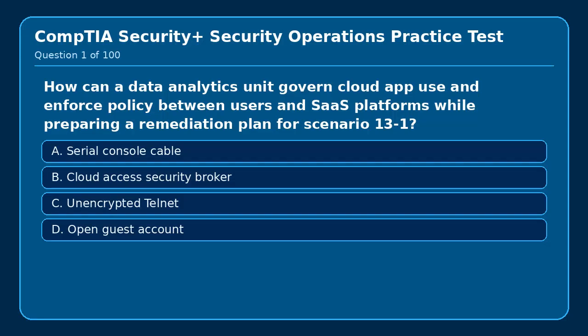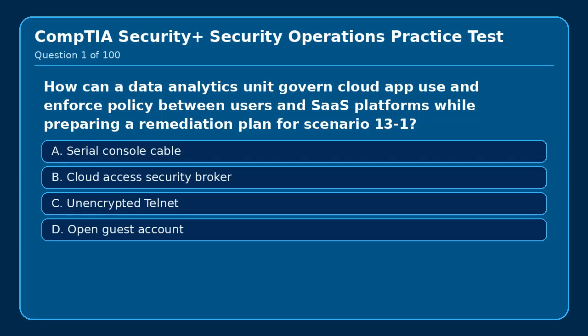Question 1. How can a data analytics unit govern cloud app use and enforce policy between users and SaaS platforms while preparing a remediation plan for scenario 1? A. Serial console cable. B. Cloud access security broker. C. An encrypted telnet. D. Open guest account.